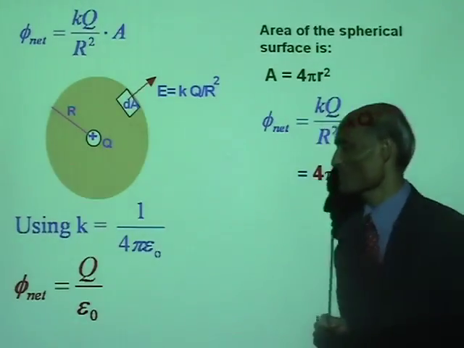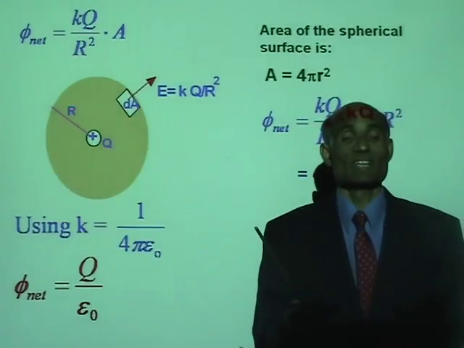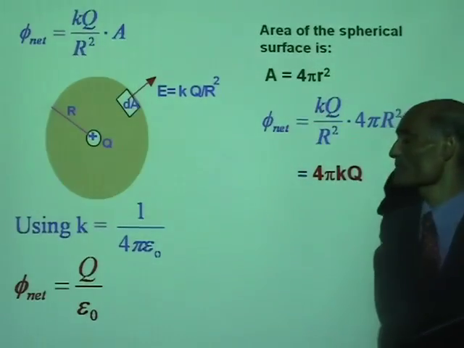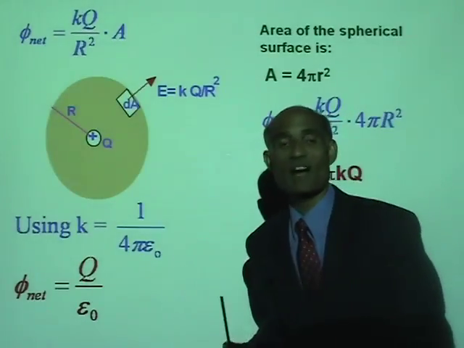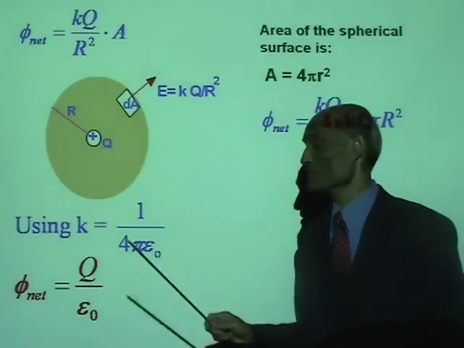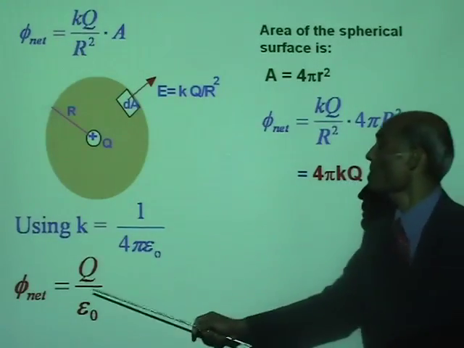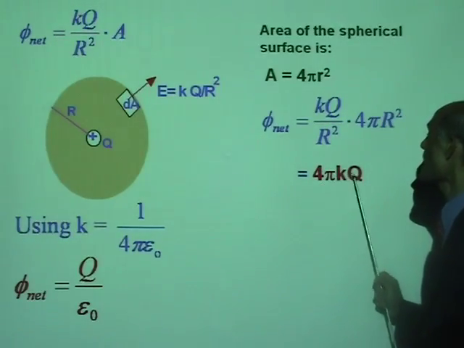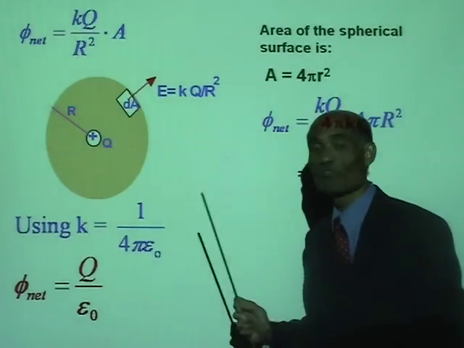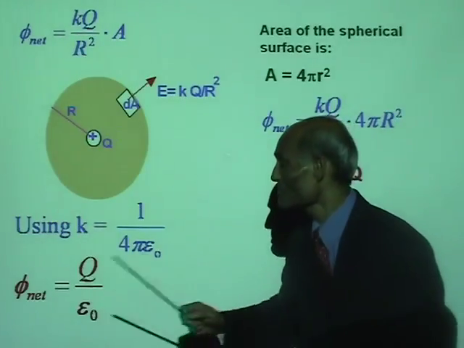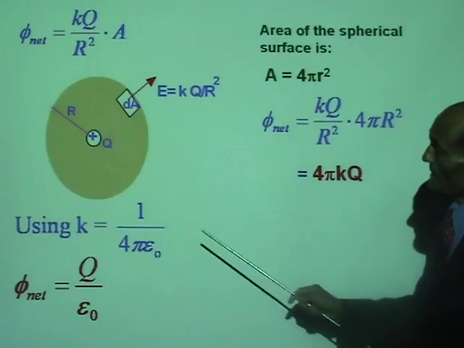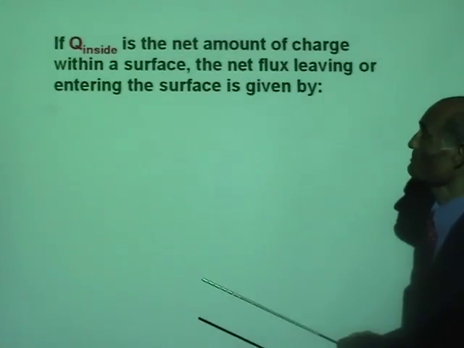A very good equation. The net flux leaving any given surface is q over epsilon naught, where q is the total charge on the surface and epsilon naught is the permittivity of free space. You should remember it in both forms. Phi net equal to 4 pi kq, and replacing your k by 1 over 4 pi epsilon naught, it gives you phi net equal to q over epsilon naught. Alright, let's now develop Gauss's law using this.